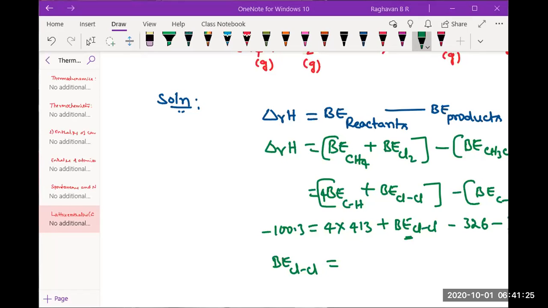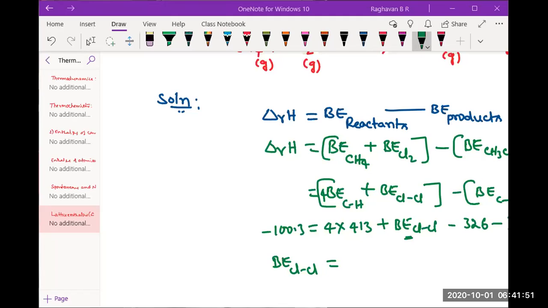Anybody has got? So 243.7. Exactly. That's the correct answer. No problem. What was the mistake, Nikita? Sir, I did products minus reactants.